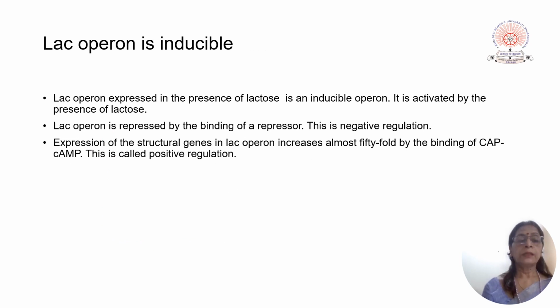The lac operon is an example of an inducible operon because it is activated in the presence of an inducer, that is lactose. In the presence of lactose only, the lac operon is switched on. The lac operon can undergo negative regulation as well as positive regulation. The binding of repressor stops or switches off the lac operon, and that is called negative regulation.